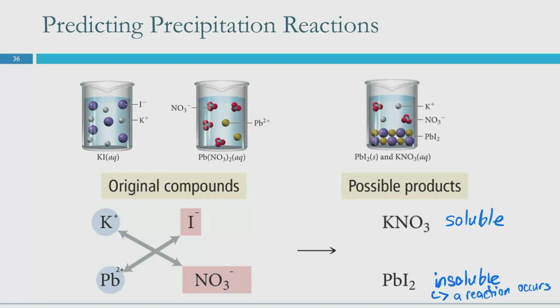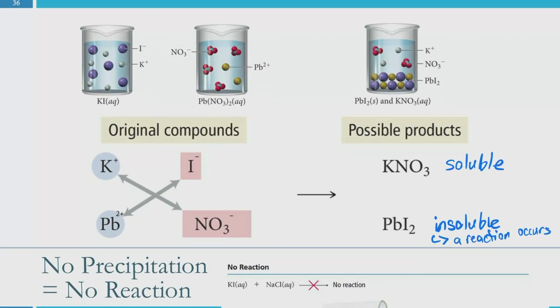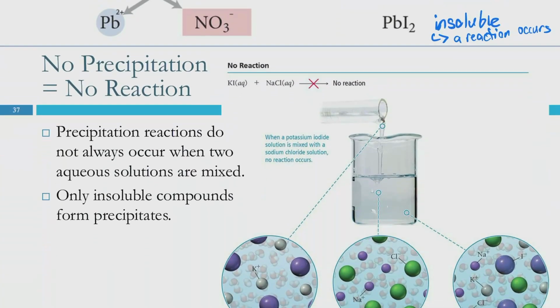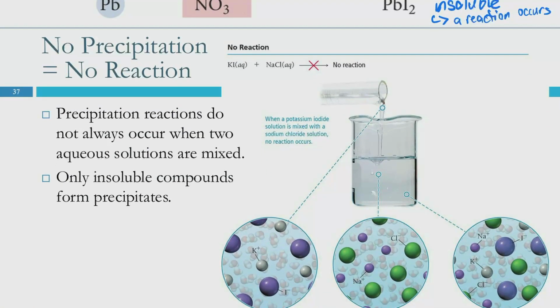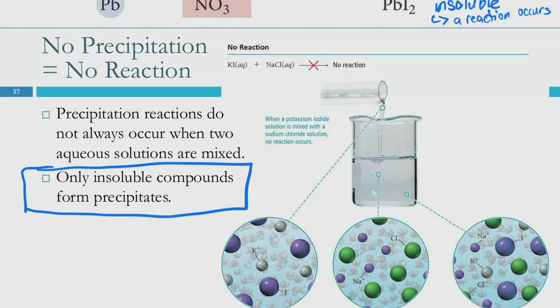There are some instances where you'll look at two different solutions, you'll mix them together, and both of the compounds that you could possibly form are still soluble, so it's no reaction. All you've done is mix two solutions together. Nothing fun happens. So the key to predicting these is that only insoluble compounds form precipitates, and I think we have got examples of this coming up soon.